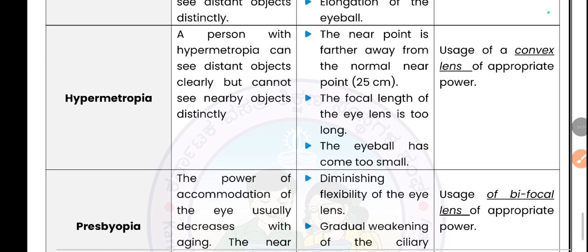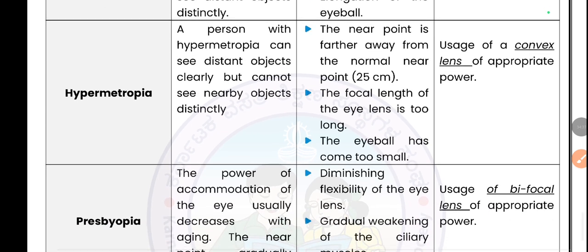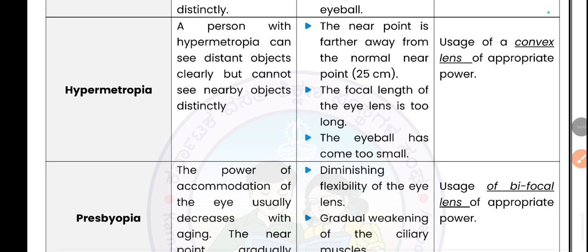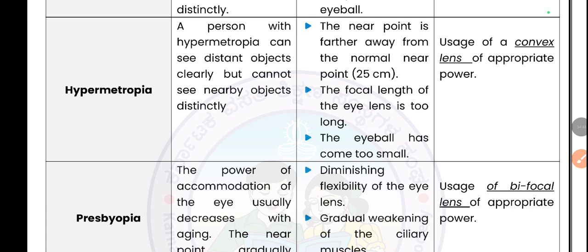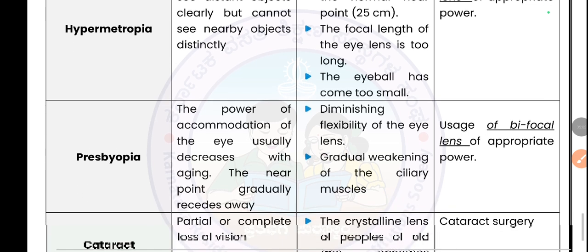Then hypermetropia: a person with hypermetropia can see distant objects clearly but cannot see nearby objects distinctly. The near point is further away than the normal near point, that's 25 centimeters. The focal length of the eye lens is too long, the eyeball has become too small. Correction: usage of a convex lens of appropriate power.